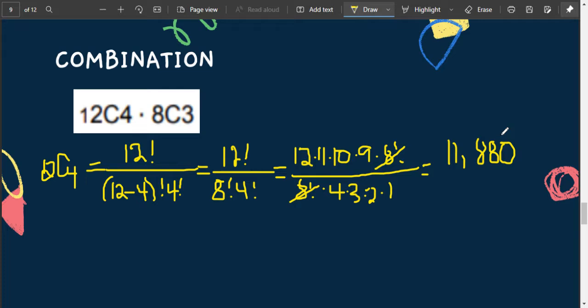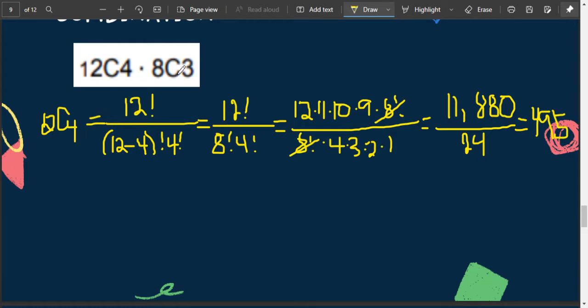Okay. So, 12 times 11 times 10 times 9 over 4 times 3 is 12 times 2, that is 24. Ngayon, what will be the answer? 11,880 divided by 24 is equal to 495. So, 495. Okay?